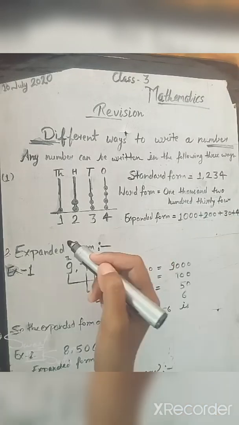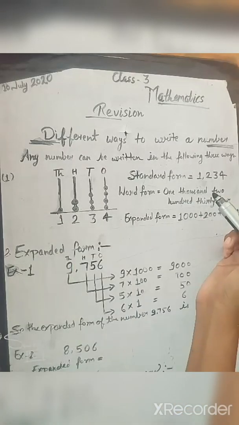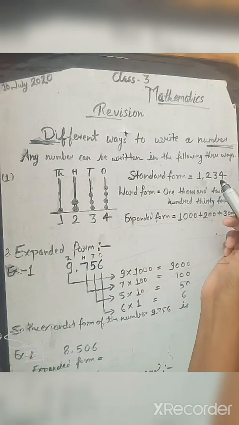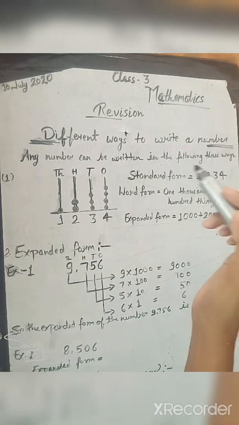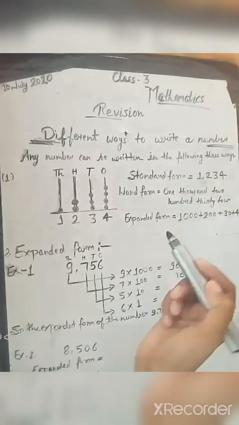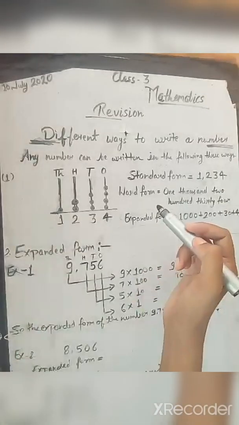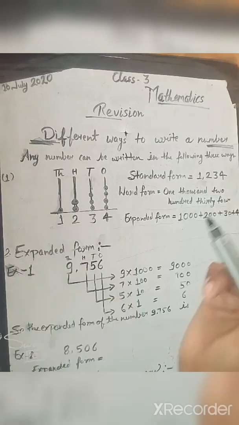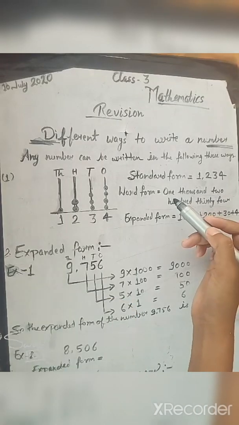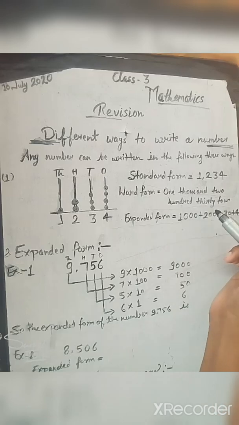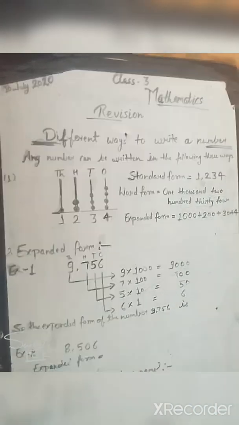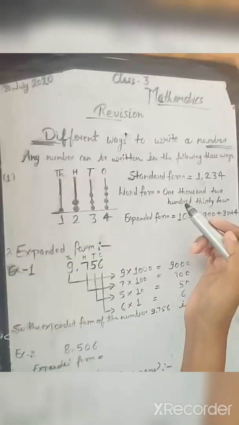If we are writing this number like this, 1234, so this is called standard form. Second is word form. You can see here I have written 1234 in words. So this is the word form.